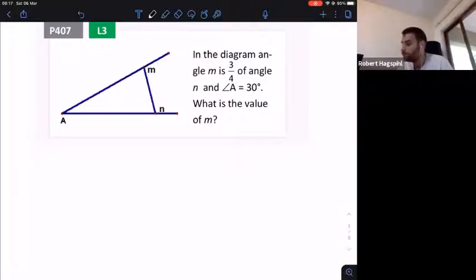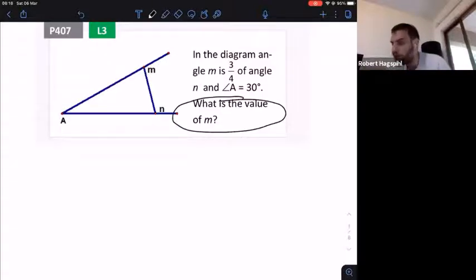So, in my mind, when we have a question like this, we're going to do one later, another one like this. Our whole idea is if they ask what is the value of m, m is the angle, and so what I'm looking to do is set up an equation.